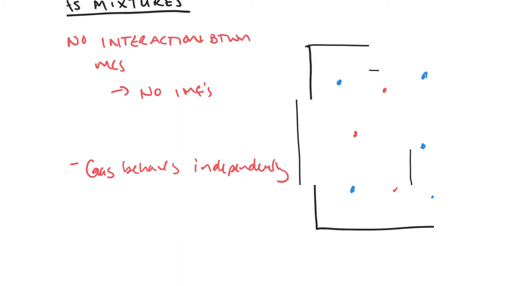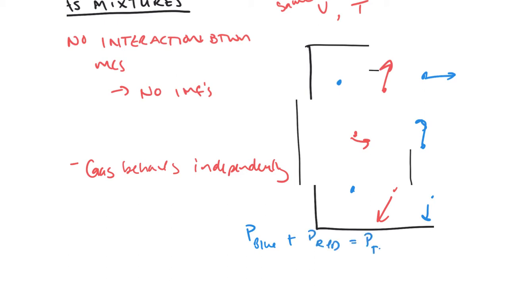Which means, because they're in the same container, they have the same volume. They have the same temperature. But what they don't have necessarily is the same pressure. Because remember, each one of these is moving, they're all colliding here. The pressure is going to be proportional to the number of moles. So the pressure exerted by the blue molecules plus the pressure exerted by the red molecules is going to equal the total pressure inside the container.